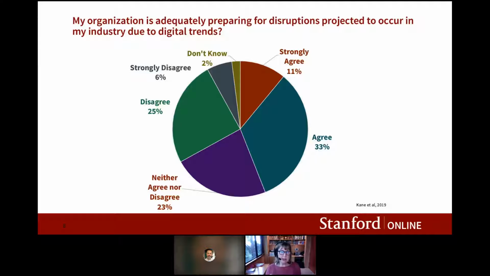Again, this is the study that was done by Kane and his colleagues in 2019. And I should have said earlier, this is a survey of about 4,000 leaders and employees in a variety of industries. And what they found was that only about 44% either agreed or strongly agreed. So it looks like from the poll here, those of you who are participating are a little bit more confident that your organizations are prepared.